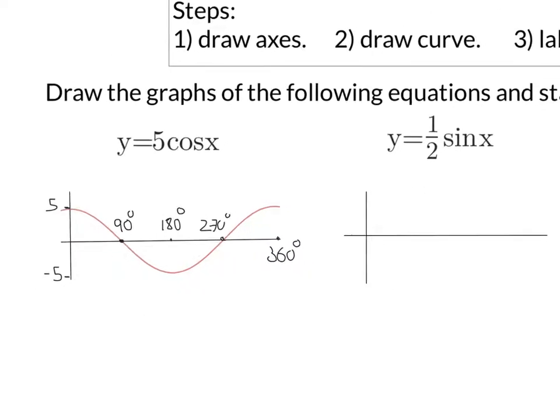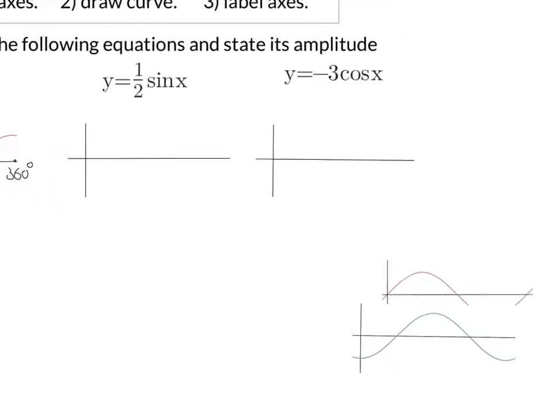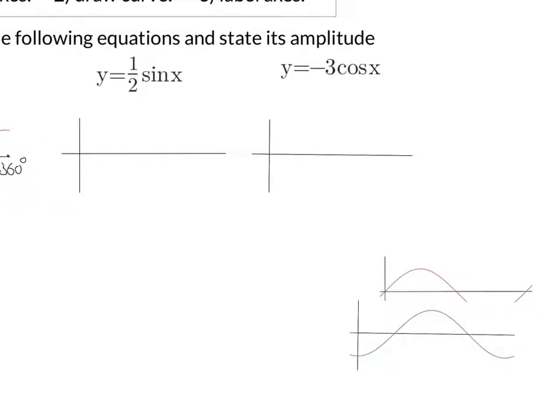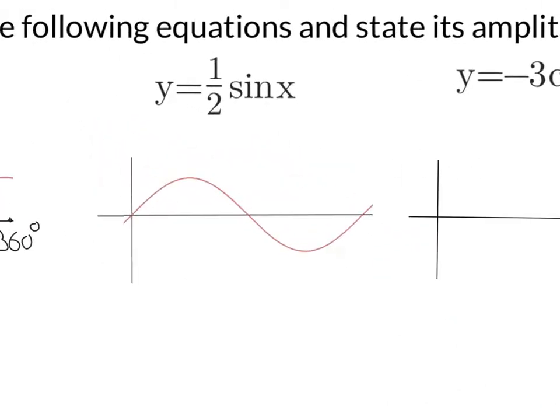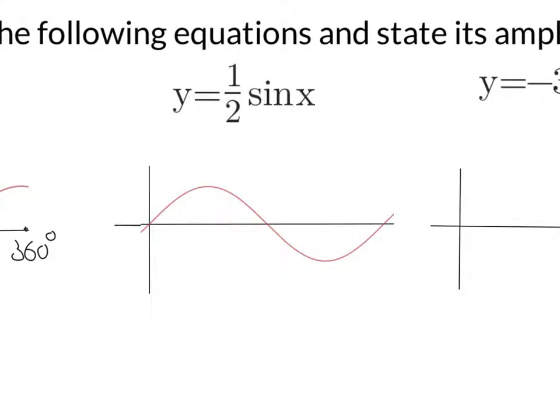Right, now let's go on to the second of these, y equals a half sin x. So draw your axes, draw on your curve, and then label your axes. So a half sin x would normally go between 1 and -1. This time it goes between a half and down to -half. But as I said before, it doesn't change anything else.